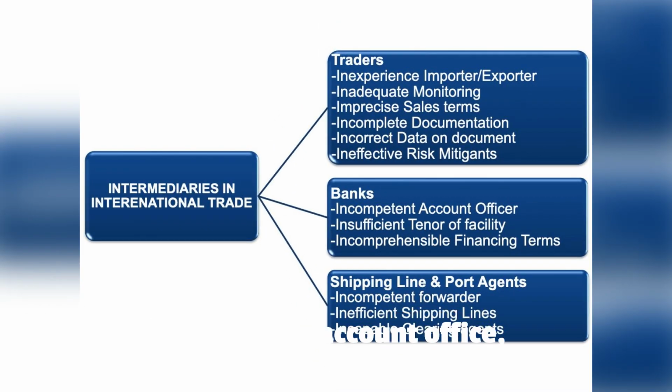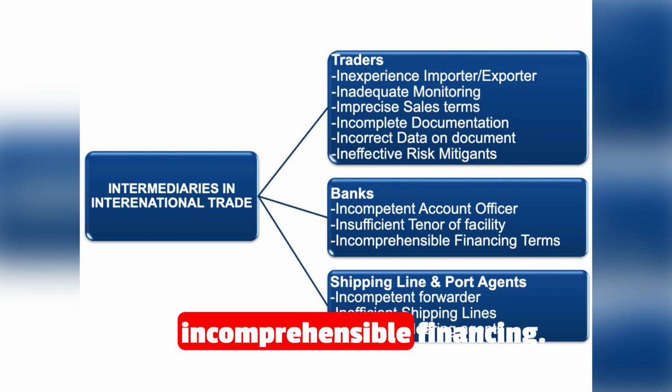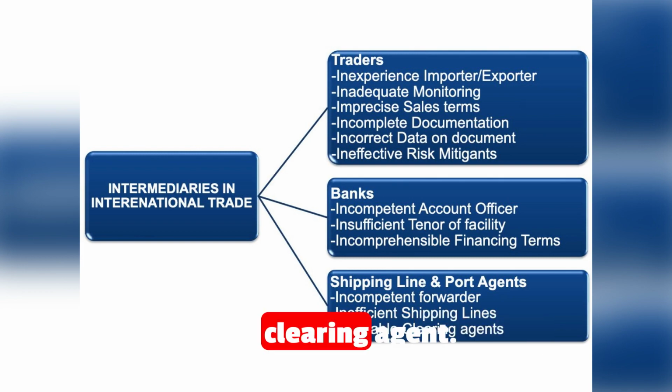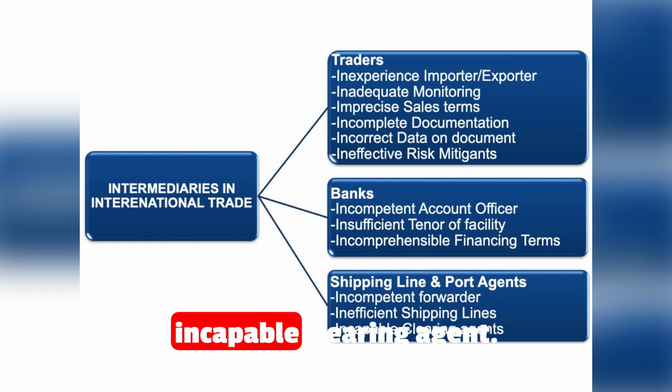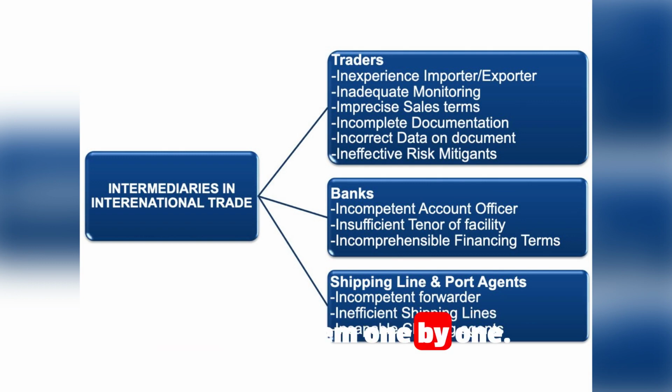How about the bank? Incompetent account officers, insufficient tenure on facility, and incomprehensible financing terms. Then the incompetent forwarder, inefficient shipping line, and incapable clearing agent. Let's take them one by one.